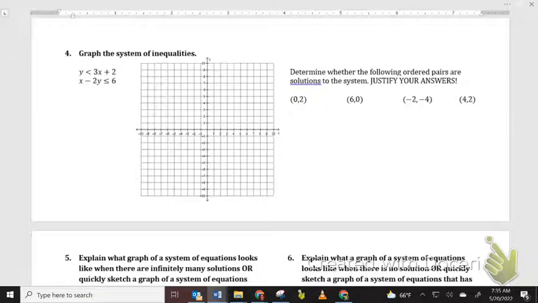Graphing the system of inequalities. The top one is already written in slope-intercept form, so I'm going to go ahead and graph that one first. The y-intercept, the starting point is positive 2. And then it has a slope of 3, so I'm going to go up 1 and right 3. I can take that and turn it around as long as I reverse both directions. So I can go down 3, but then I have to go left 1. Run that to the edges of my graph.